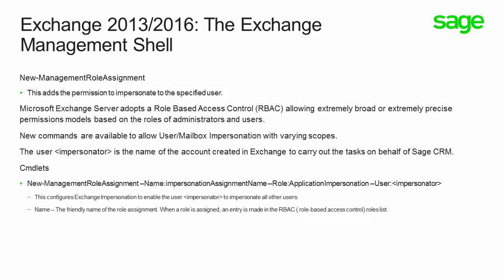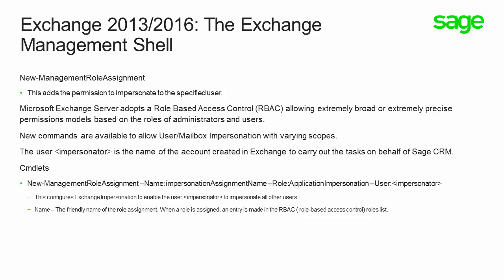And so there are commands that will allow this, and we just need to be aware that the user we're going to be addressing is the account created in Exchange to carry out the task on behalf of Sage CRM. So those commands are going to look something like New-ManagementRoleAssignment, with the name being the impersonation assignment name, and importantly, the role being ApplicationImpersonation, with the user being whoever we're granting that to.